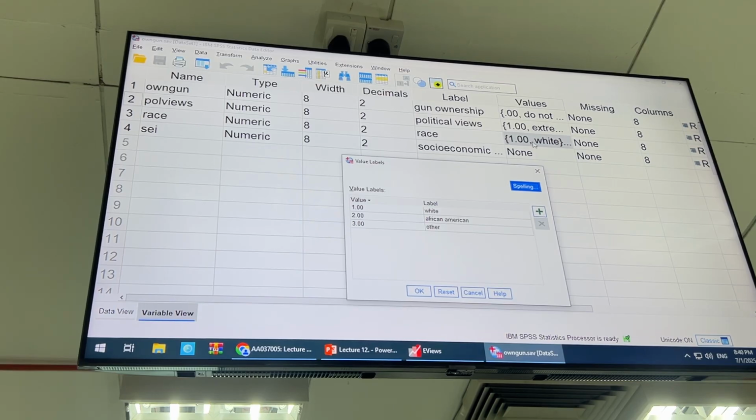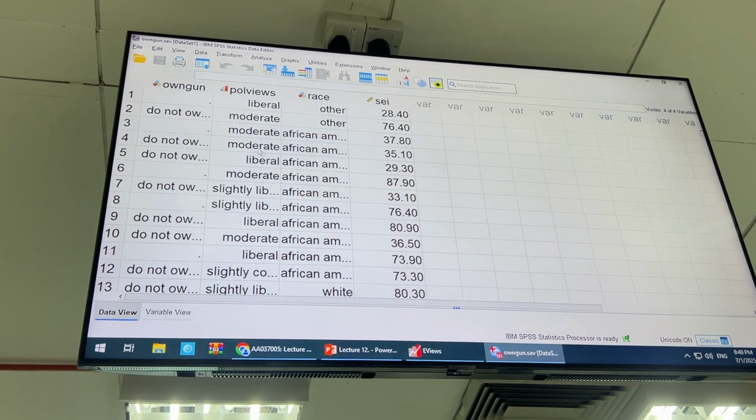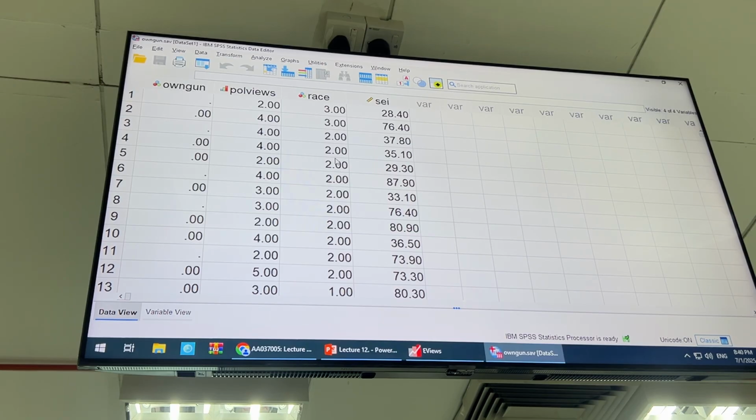So you have this variable in SPSS, for example, with different values: 1 for white, 2 for African American, 3 for others. If you want to run this, you have to convert it to dummy variables. You cannot directly include this because it is categorical. Remember, for an ordinal independent variable, you can directly use that variable. But if you have a categorical variable, you cannot directly use it. You have to convert it to dummy variables.